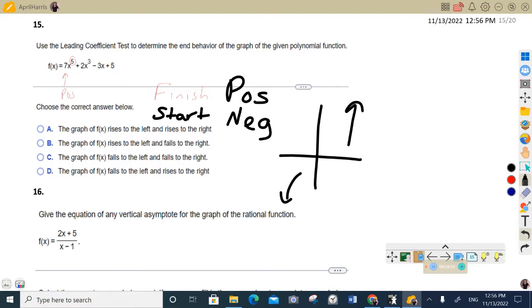So the graph is going to rise to the left. Nope. It's going to fall to the left and rise to the right. You also can graph this on your graphing calculator and just read the graph if you don't know the rules for coefficients and degrees. I think I have a separate lesson on my YouTube channel on that if you want to go back and look at that.